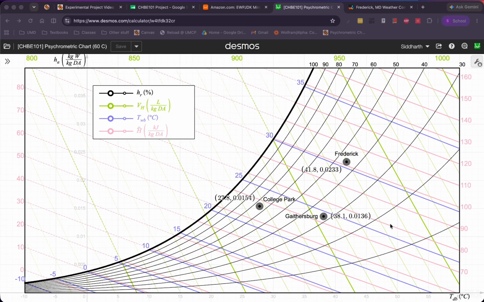This is my experimental project for the CHBE101 class. The topics covered in this project include gas-liquid phase systems and the psychrometric chart. What I did was I went to three cities, Frederick, College Park, and Gaithersburg, and found the temperature and humidity of each of the three cities at any given time.